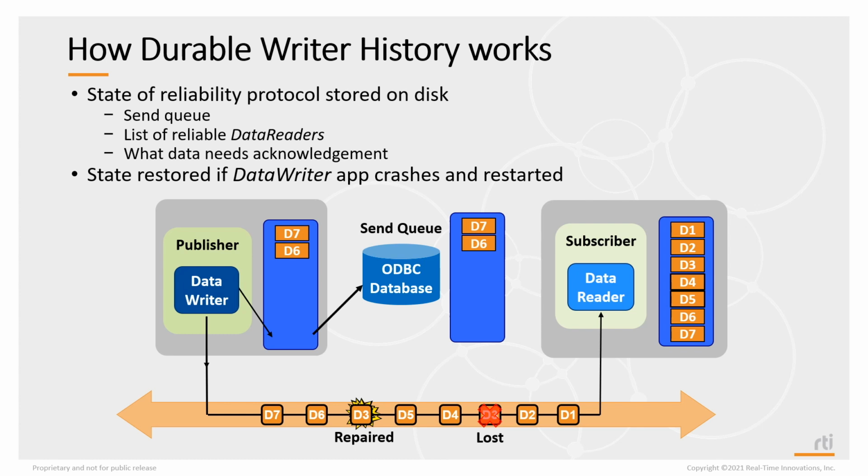If you haven't acknowledged that you received it, we'll have to keep a copy of it around, and we're not just keeping a copy in RAM, but we'll keep a copy in a database on a disk in case the writing application crashes. So that's how durable writer history works.